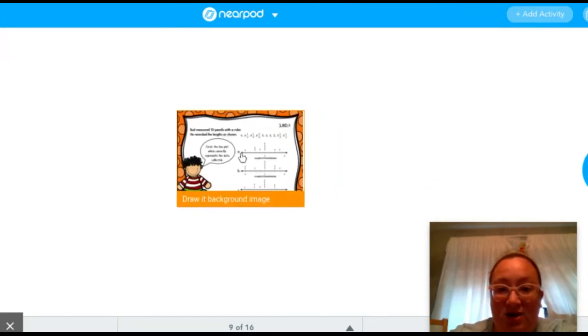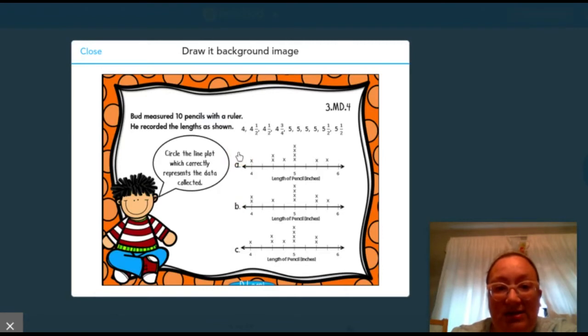All right, and now we have another one you need to click. It says, Bud measured 10 pencils with a ruler. He recorded the lengths as shown. Draw a circle around the line plot which correctly represents the data collected. So you're going to have to figure out, well, 4 had how many? 1. 4.5 has 1, 2. So there should be 2 X's over 4.5. So you're going to have to look at the data at the top and figure out which of these, either A, B, or C, has the correct amount.